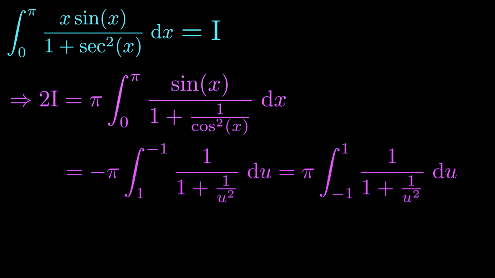Using this u substitution, we now have minus pi multiplied by the integral from 1 to minus 1 of 1 divided by 1 plus 1 over u squared du. And if we use the same trick as before, that is, we can get rid of the minus sign by switching the limits of integration, we have pi multiplied by the integral from minus 1 to 1 of 1 divided by 1 plus 1 over u squared du. And if we just simplify what we have inside the integral, we're left with pi multiplied by the integral from minus 1 to 1 of u squared divided by 1 plus u squared du.